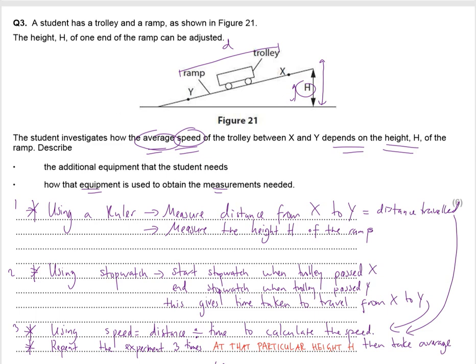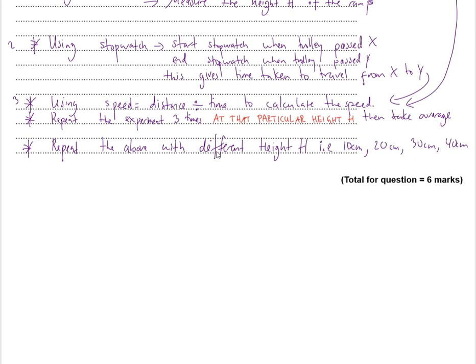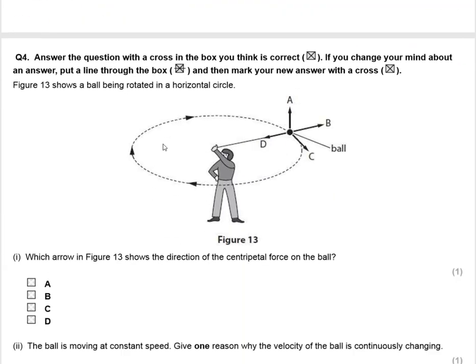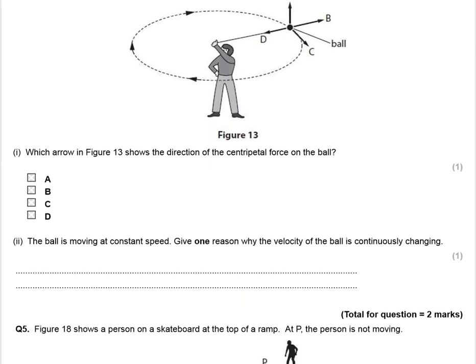The average speed is affected by the height, because remember, when you increase the height, when you make it steeper and steeper, you expect the speed to increase. So you need to say how you are measuring that. There's nothing to calculate, just saying how to measure and how to calculate. That's it. Right, so let's move to the next one.